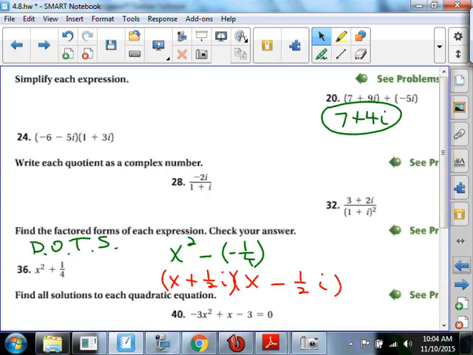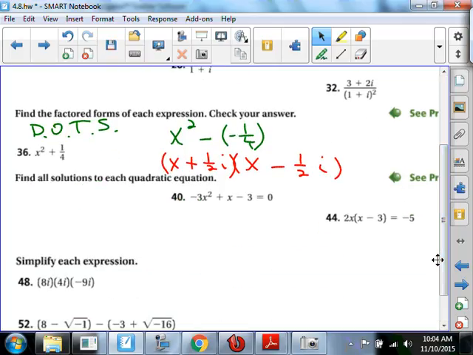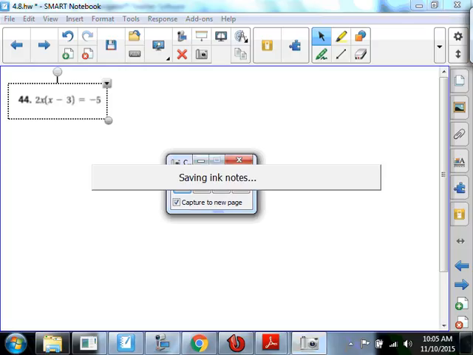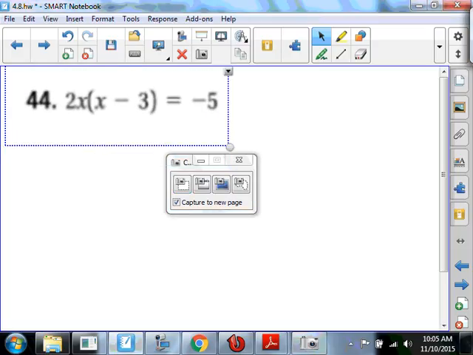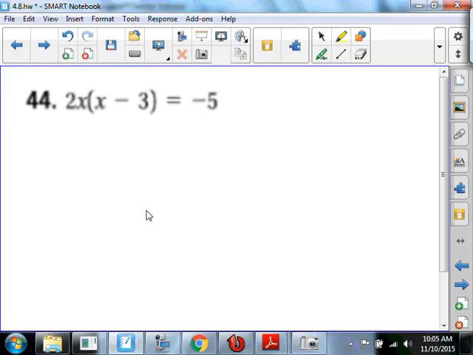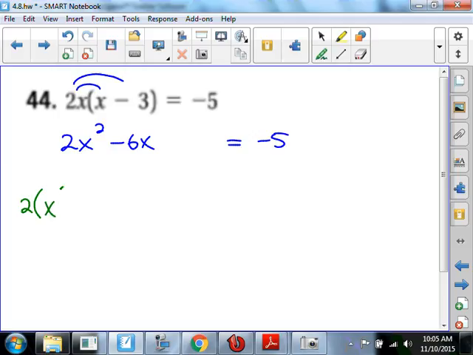Looking at the next one, number 44. I'm going to use completing the square, if you don't mind, just because I'm good at it, just because I like it. But before I can do that, I need to put this into the right form. I do need to distribute. That's going to be 2x squared minus 6x, and that's going to equal negative 5 still. I'm going to leave it like that, but I am going to have to factor the 2 out. So that's going to be 2 times x squared minus 3x equals negative 5 halves. Okay.